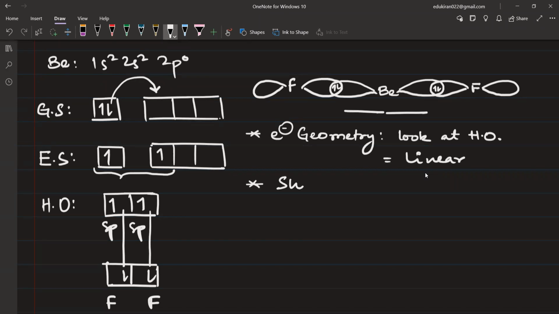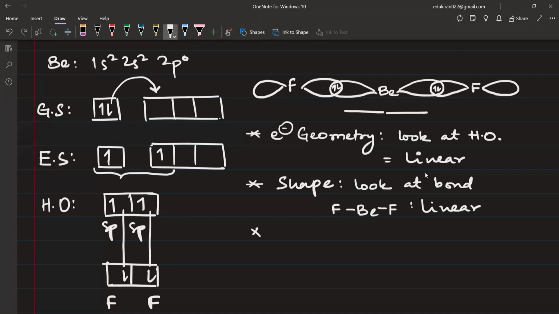Second is the shape. Now, for shape, you have to look at bonds. If you look at bonds here, then you will make something like this: Be, there comes fluorine, and there comes fluorine. Here it is still the same. It is still linear. And what is the angle? It is 180 degrees. But please remember, for shape always look at bonds. Sometimes geometry and shape are not always the same.